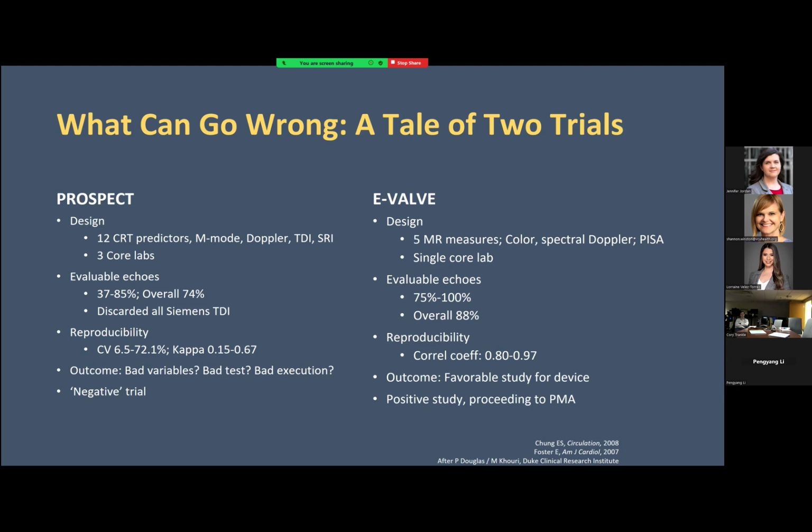So this is an example here of not just comparing the individual reads versus a core lab, but 2 very similar studies of an intervention. One used 3 core labs, one used 1, and both the selection of the endpoints as well as the reduced variability led to a positive study for eValve.